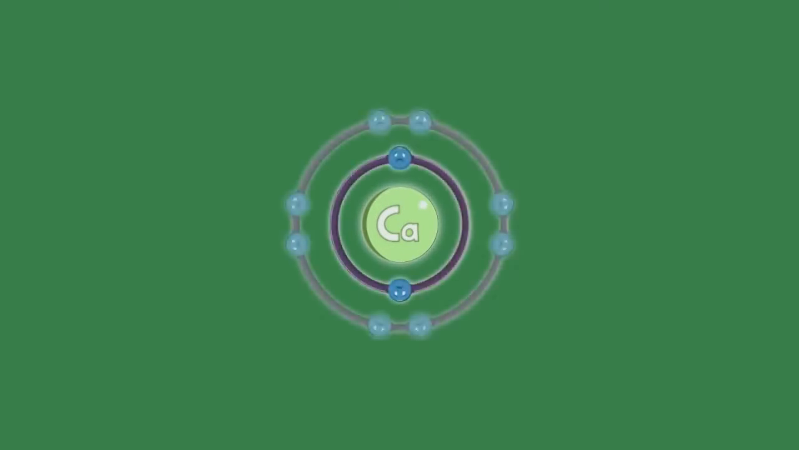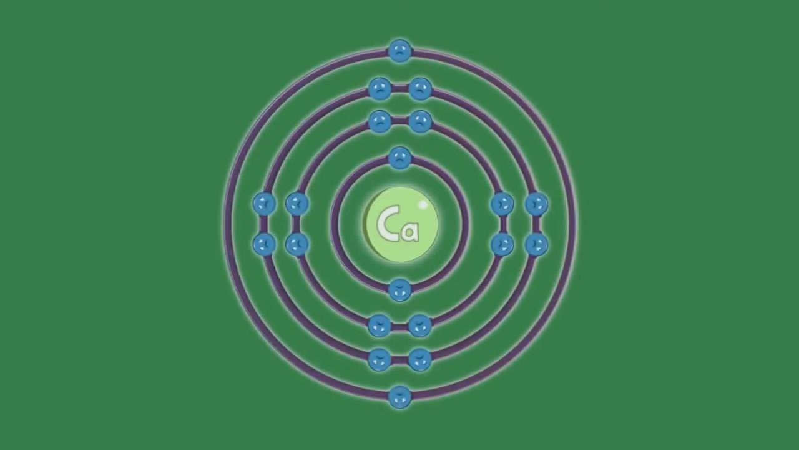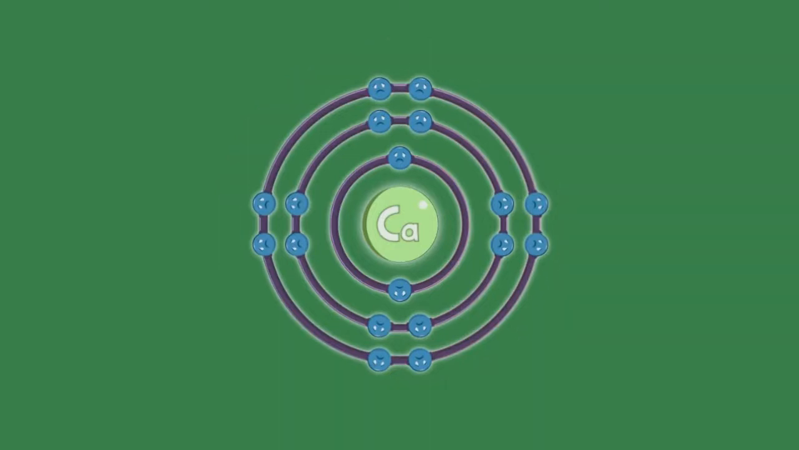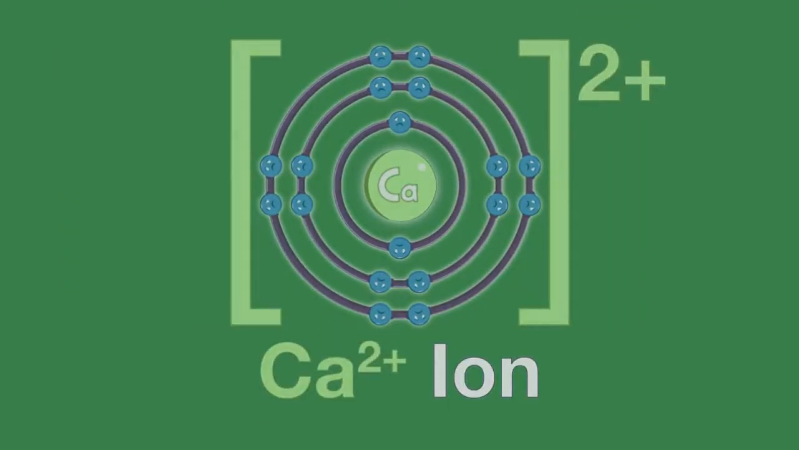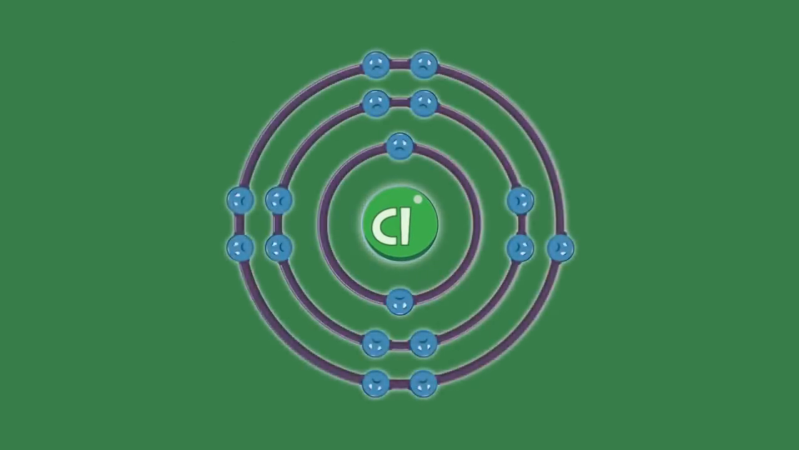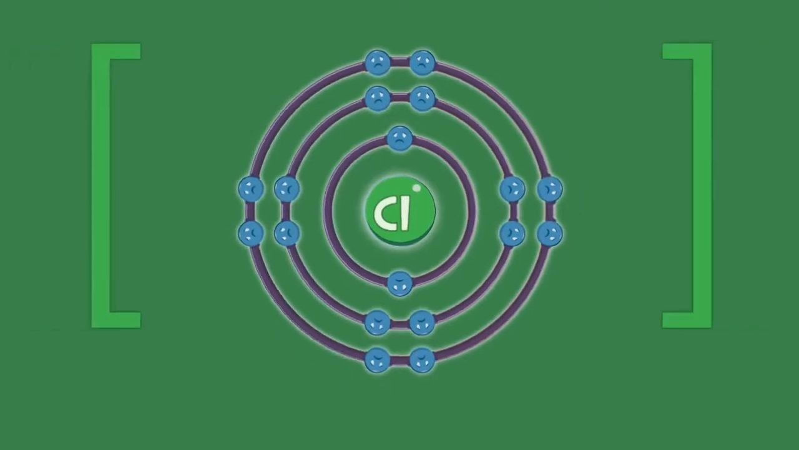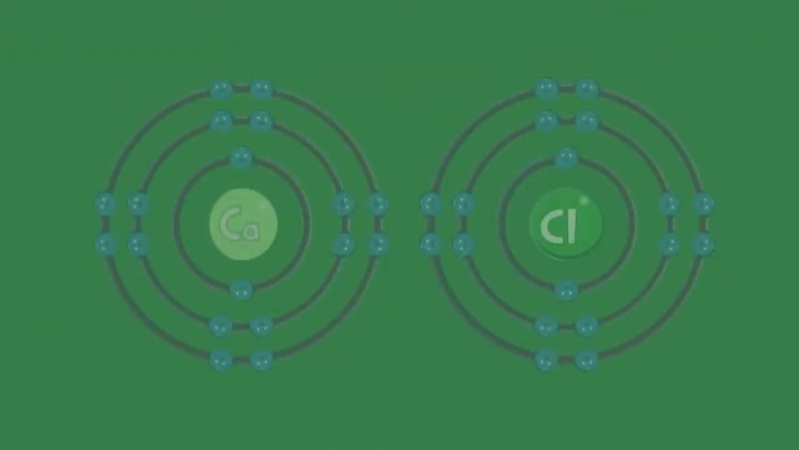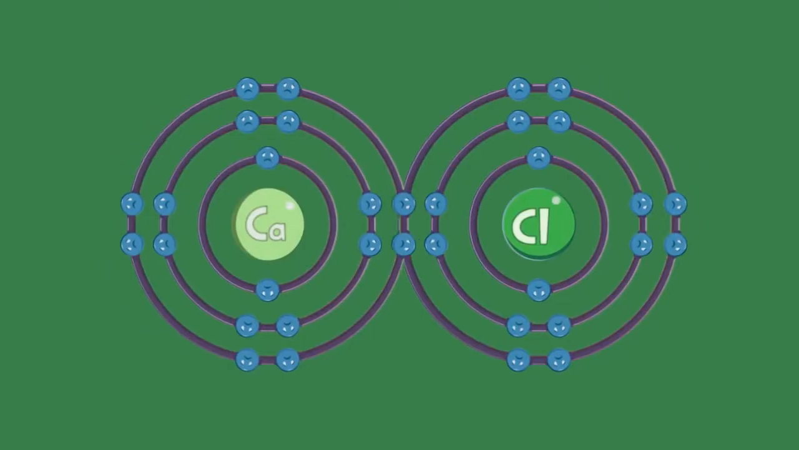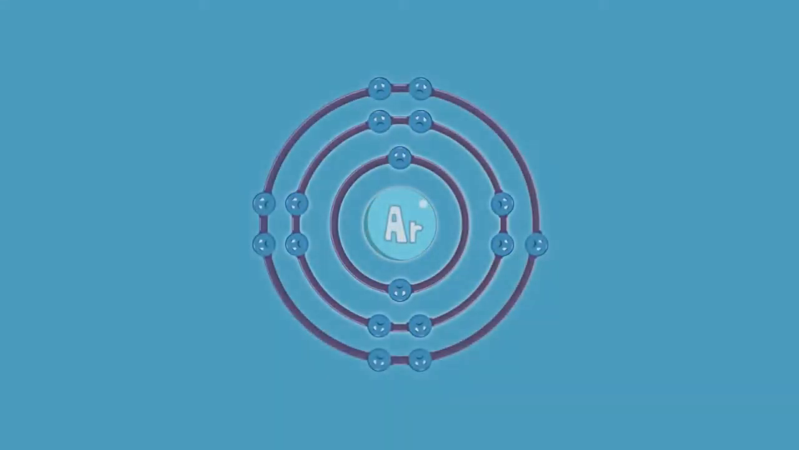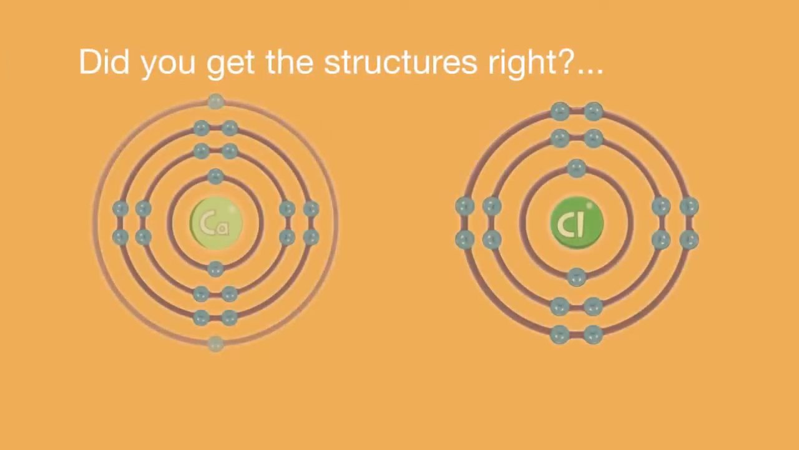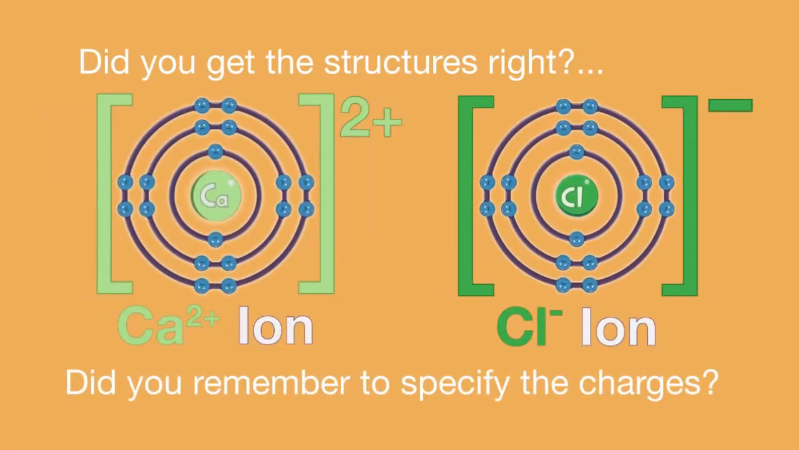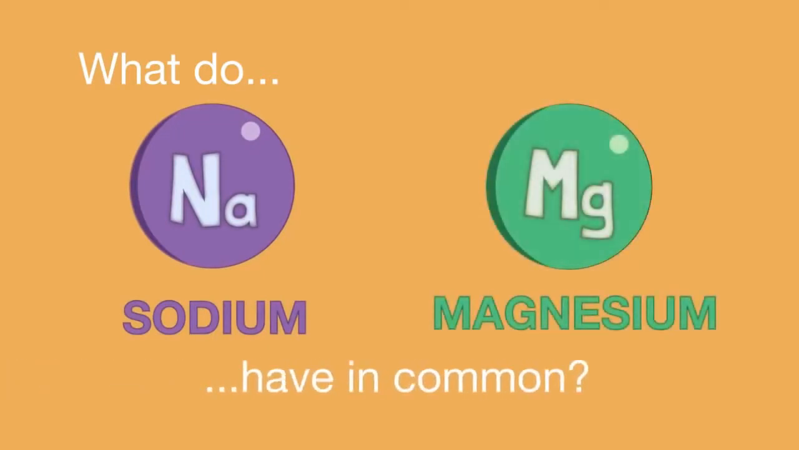The electronic structure of calcium is 2, 8, 8, 2. It loses 2 valence electrons to form a calcium 2+ ion. The electronic structure of chlorine is 2, 8, 7. It gains an electron to form a chloride ion. These 2 ions have the same electronic structure as an argon atom. Did you get the structures right? And did you remember to specify the charges? What do sodium and magnesium have in common?